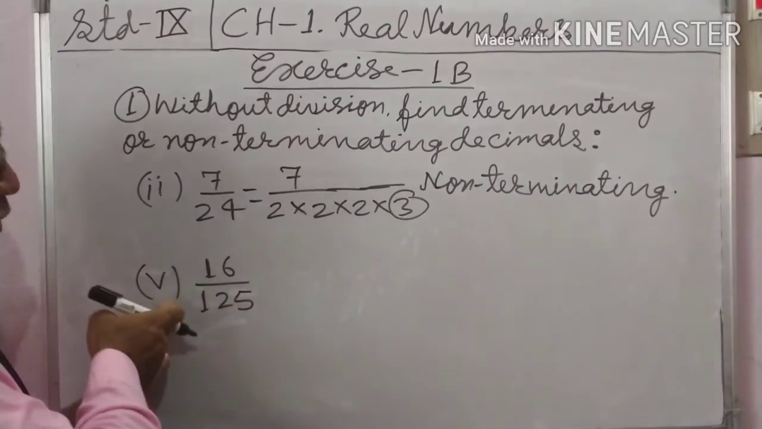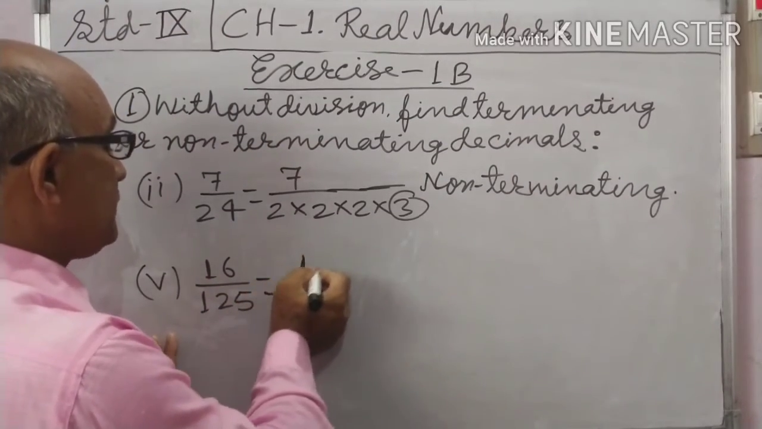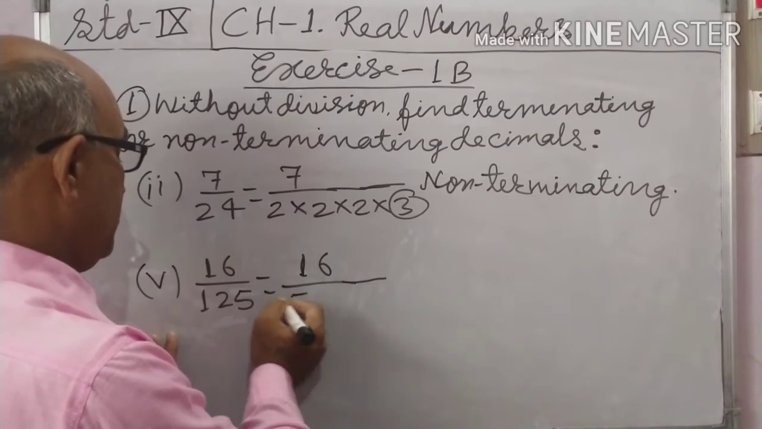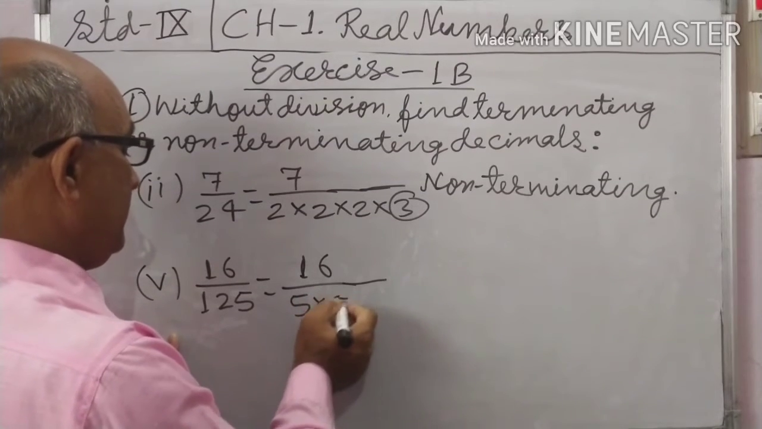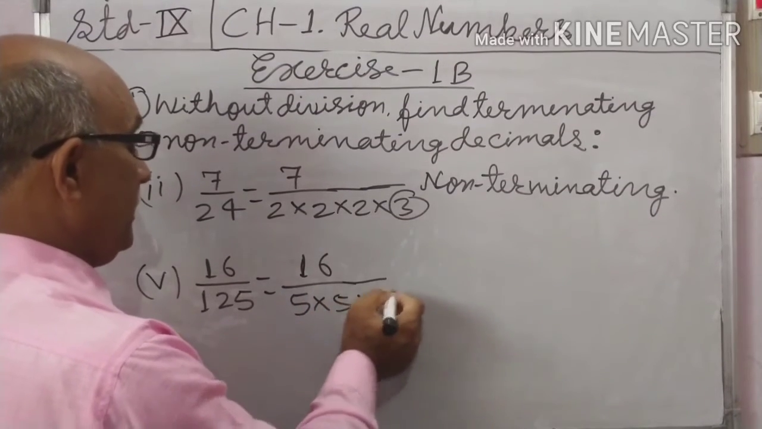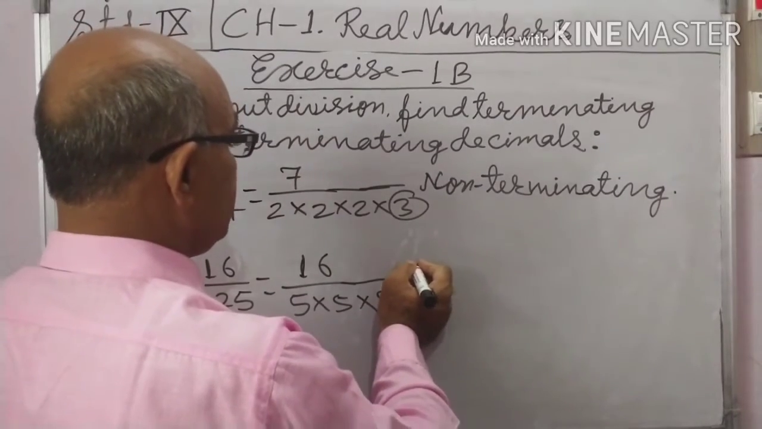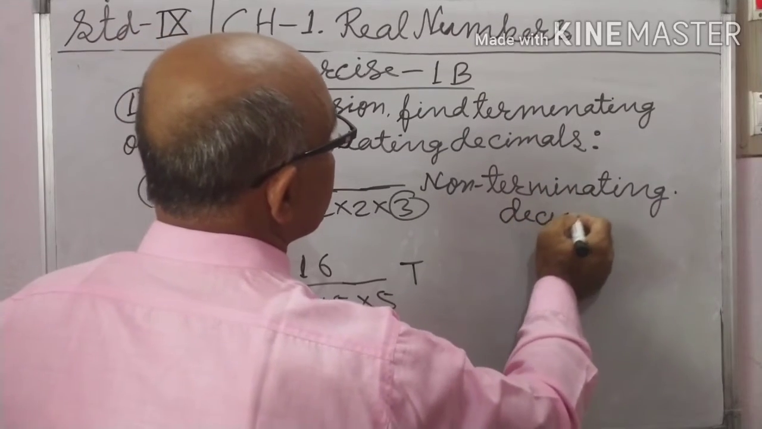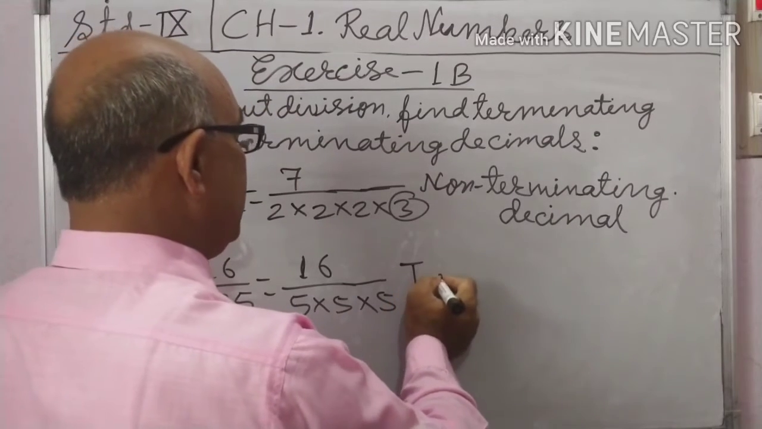Non-terminating. And second, question number 5 is 16 by 125. So 16 by prime factors of 5. 125 is 5 into 5, 25 into 5. Only 5. So it is terminating. It is non-terminating decimal, and it is terminating.